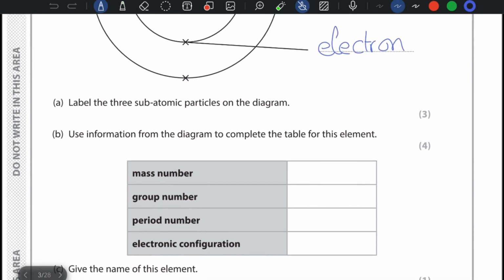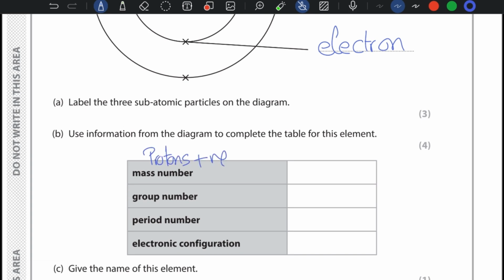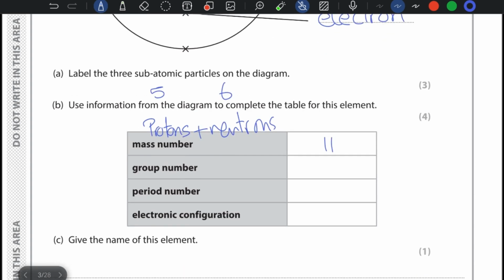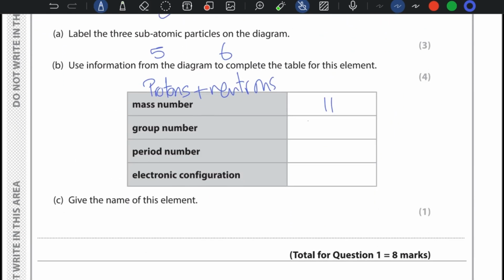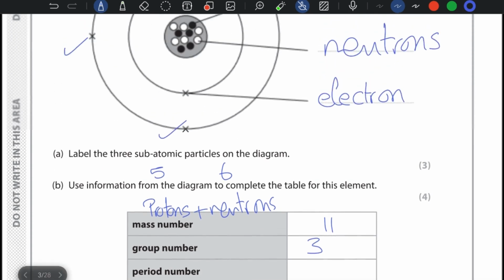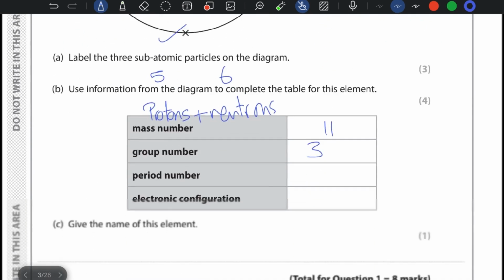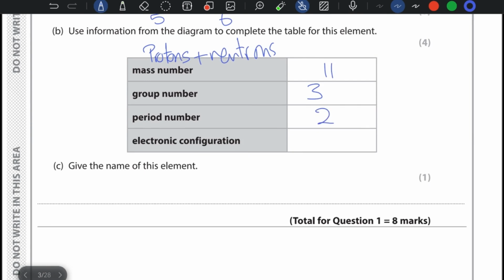He asks about the mass number. As you know, the mass number is protons plus neutrons. We have 5 protons and 6 neutrons, so the mass number will be 11. He asks about the group number. Group number is related to the number of electrons in the outermost shell. How many electrons in the outermost shell? 1, 2, 3. So group number 3. Period number is related to how many shells. We have 2 shells. So the correct answer for period number is 2.